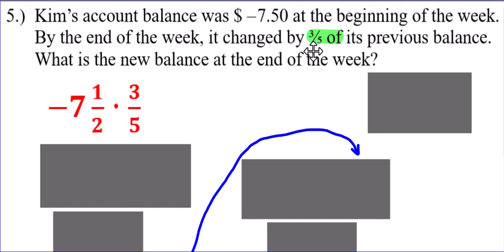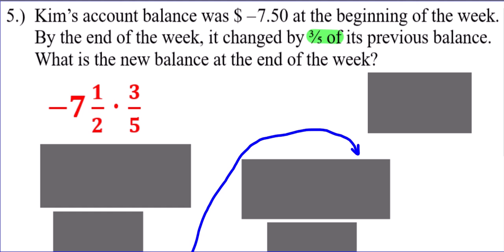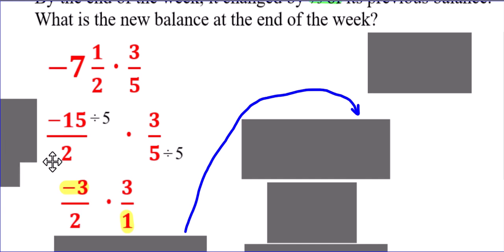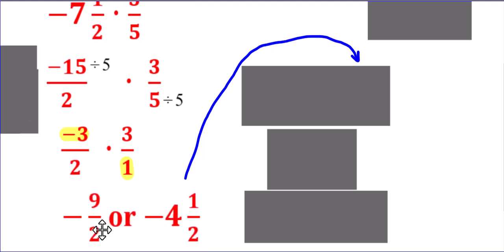Now, 3/5 is 0.6, and I am going to show you an alternate way of doing this. For those of you who wanted to make everything become decimals, go ahead and fast forward the video to that part, and you'll get to see how that works. But those of you who did fractions or mixed numbers, here's what your work is going to look like. You're going to have to make this become negative 15 over 2 in proper fraction. The 15 and the 5 are both divisible by 5. That's going to give you negative 3 up here and 1 down here. Multiply your numerators together and your denominators together. That's going to give you negative 9 over 2, which is negative 4 1/2.